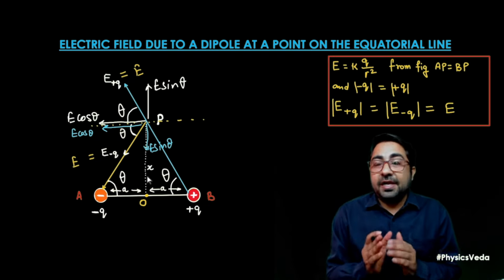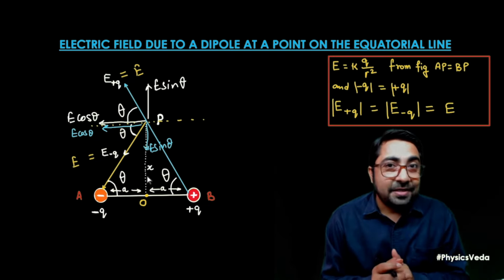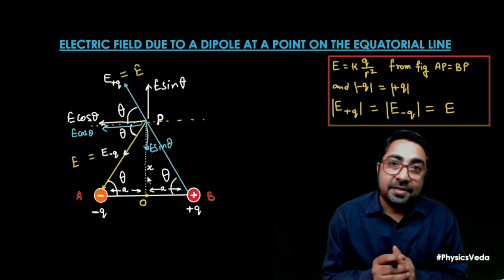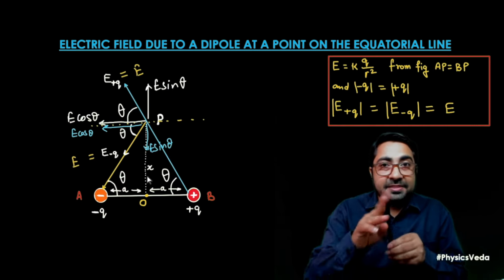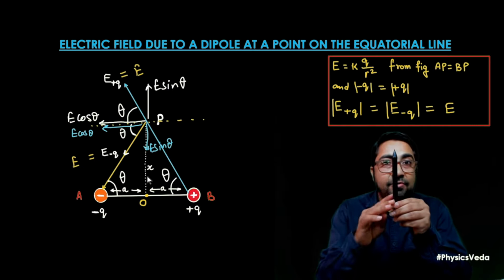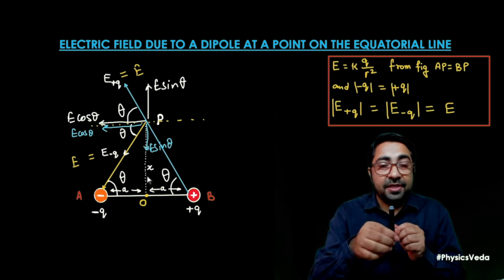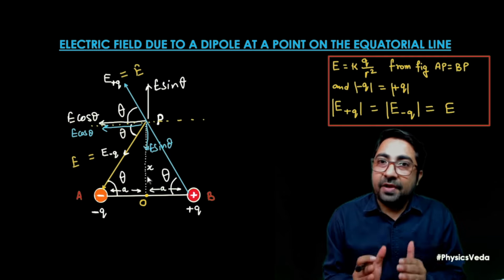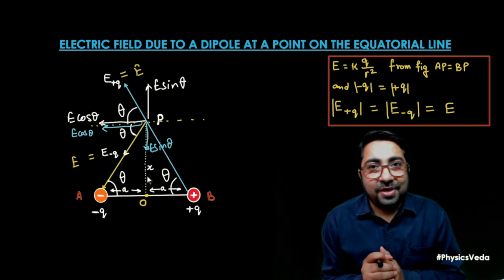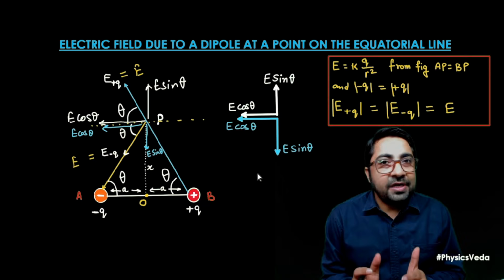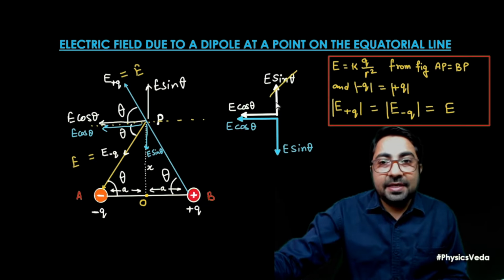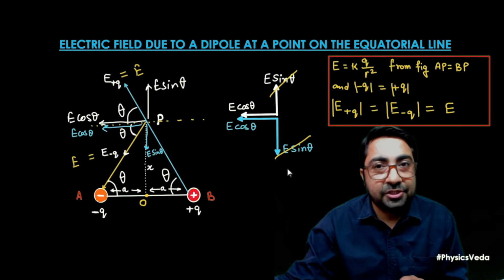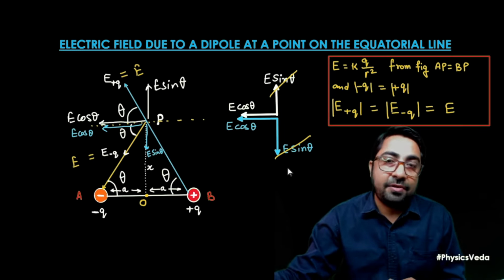From this vector diagram, it is clear that some components may cancel. That is, E sin theta in this direction and E sin theta due to the negative charge in the opposite direction are equal, so they cancel. Only the horizontal component of the electric field will remain. After resolving the components, E sin theta and E sin theta cancel because these vectors are in opposite directions and equal in magnitude.